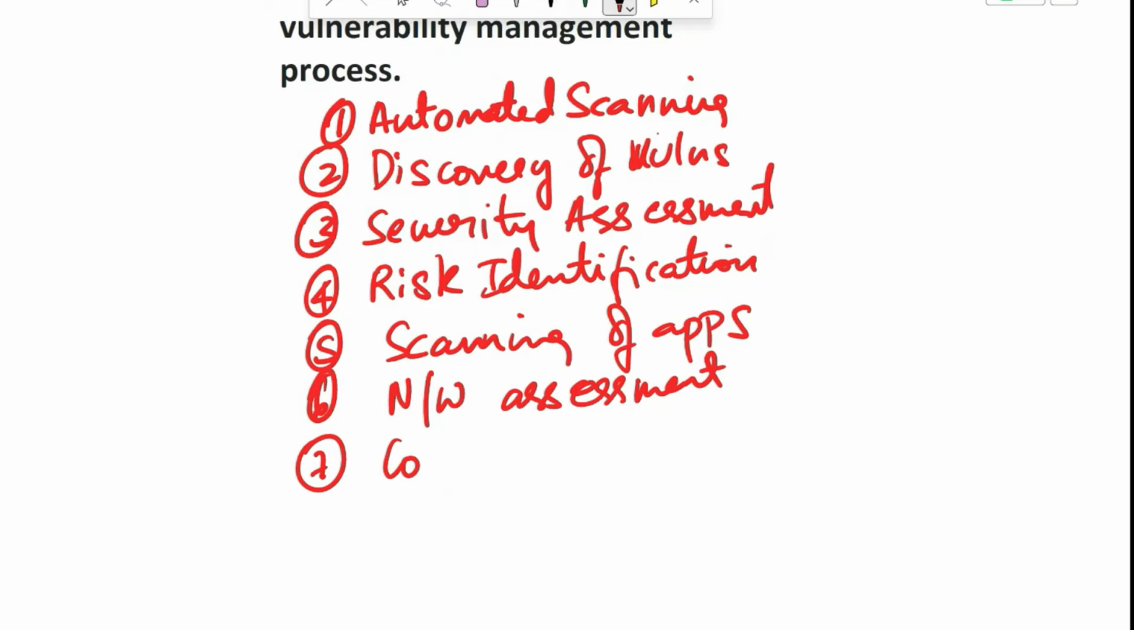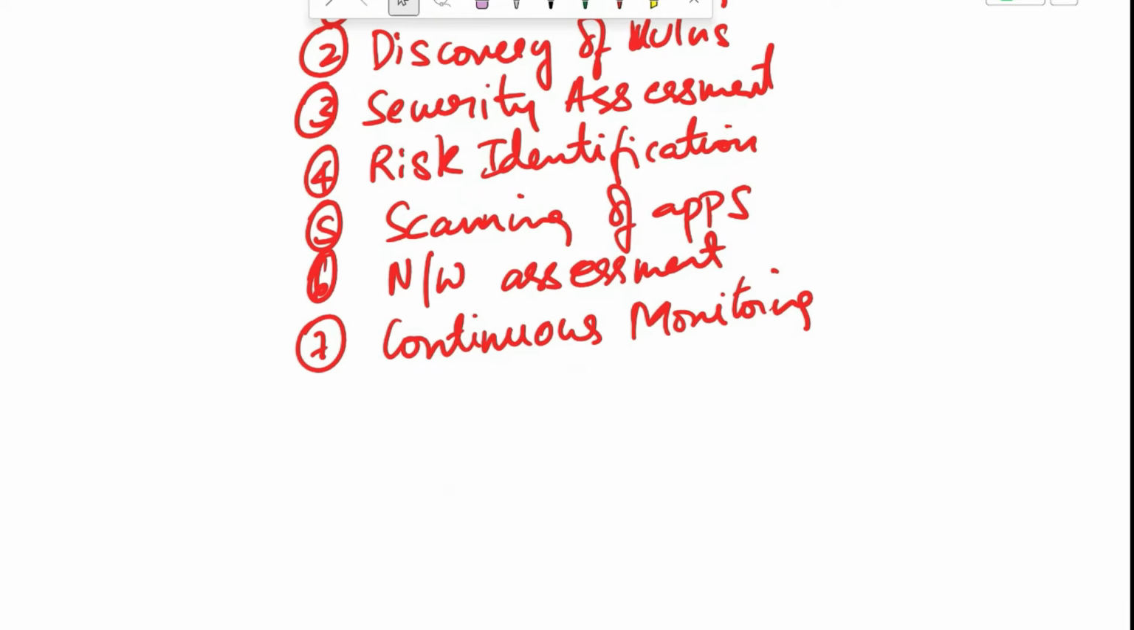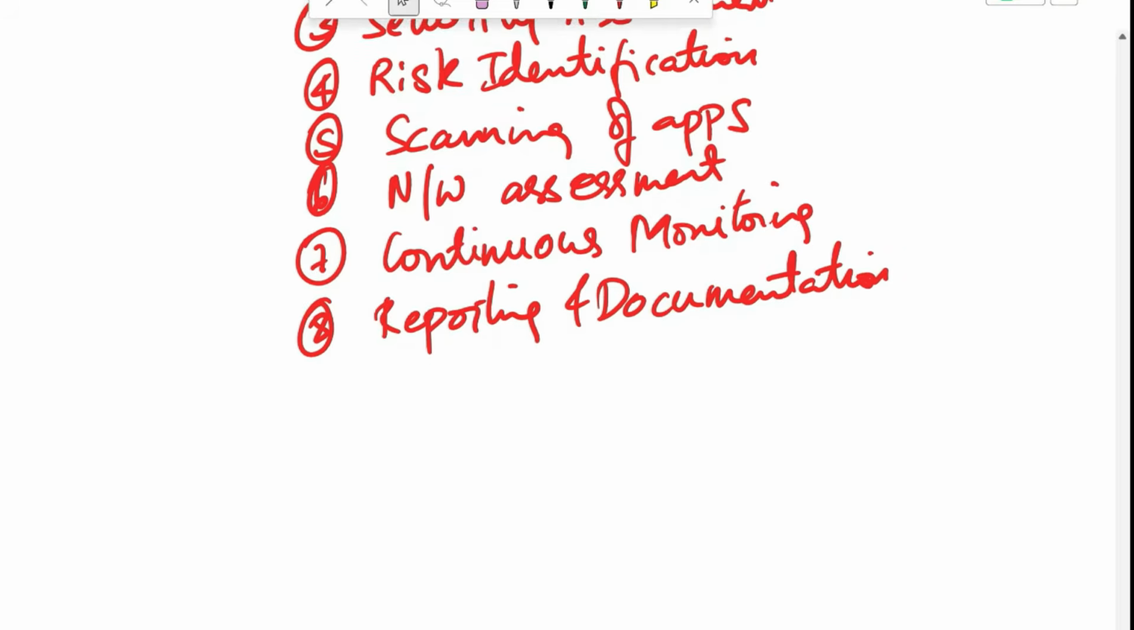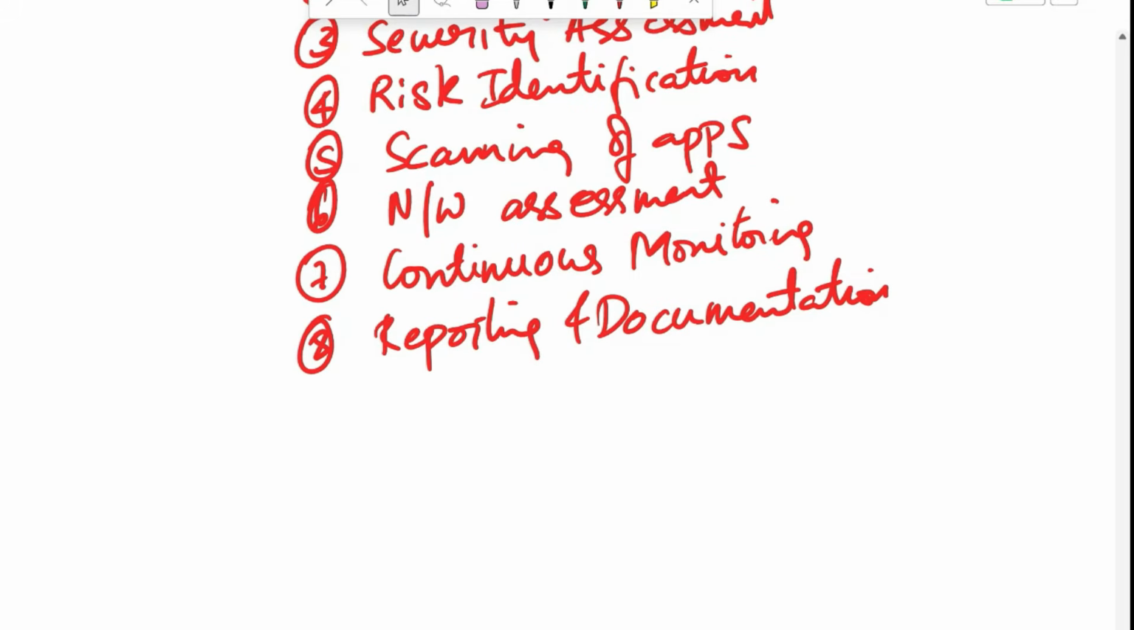Next point is continuous monitoring. Vulnerability scanners can be configured for scheduled periodic scans, allowing organizations to maintain continuous visibility into their security posture and promptly address newly discovered vulnerabilities. Then we have reporting and documentation. After a scan, vulnerability scanners generate detailed reports that include lists of identified vulnerabilities, their severity ratings, potential impacts, and recommended remediation steps. These reports are essential for decision making and documentation.